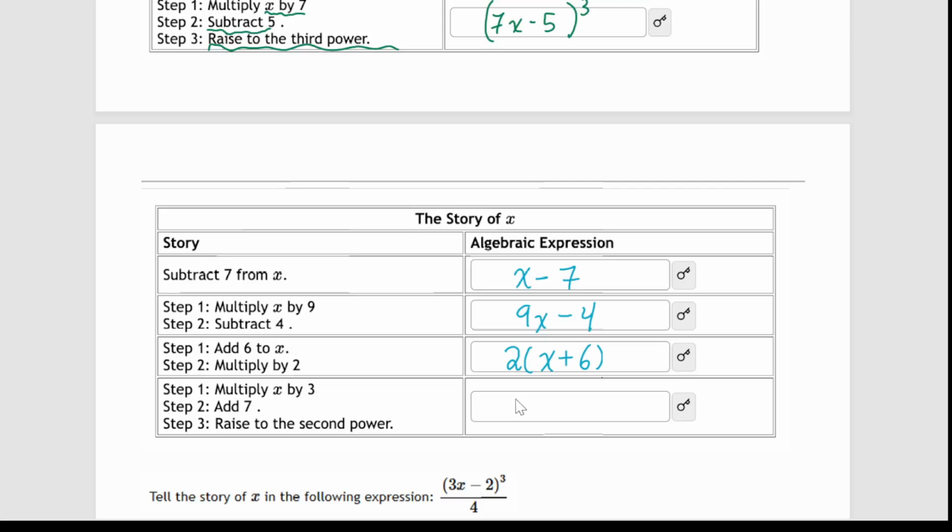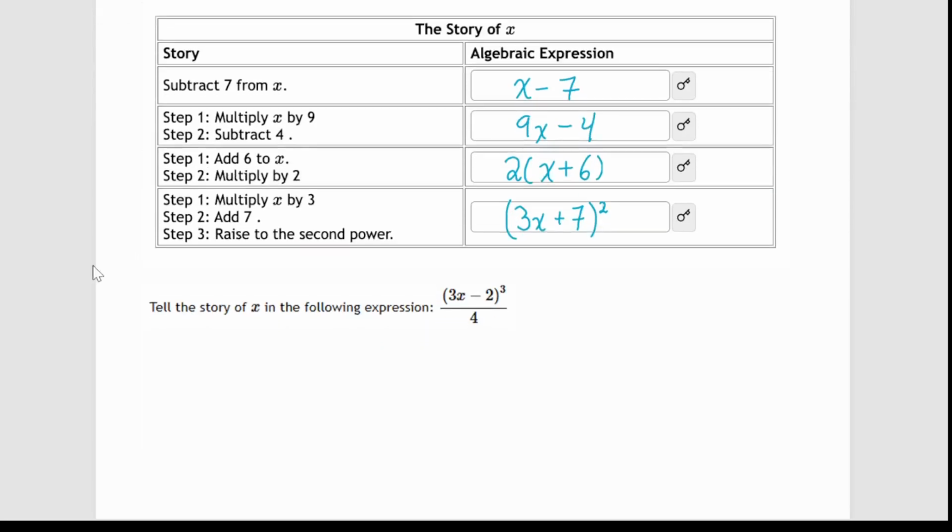For the last one, the first thing we want to do is multiply x by 3. Then we're going to add 7. Then we're going to raise the entire thing to the second power. So I have to put it all in parentheses and raise it to the second.